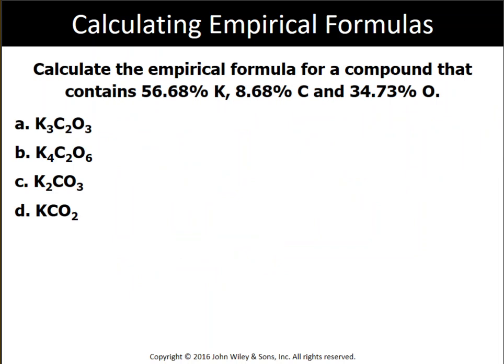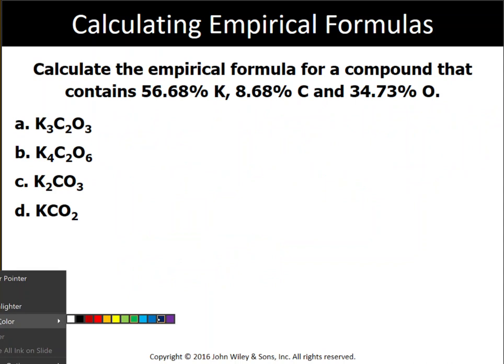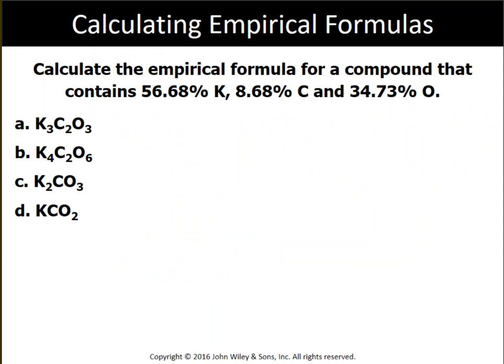All right, so let's look at another example. You want to calculate the empirical formula of a compound that contains 56.68% potassium, 8.68% carbon, and 34.73% oxygen. So the first step, let's do it all together.